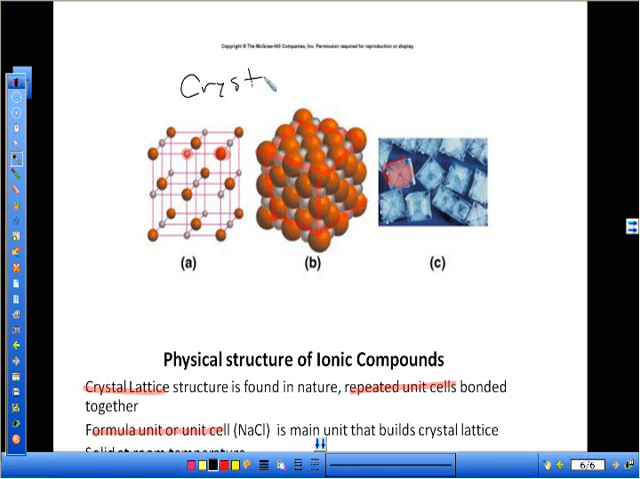And remember, to break this apart, we need to break each one of these bonds. All these bonds we have to break. So it takes a lot of energy, a lot of bonds. It takes a lot of energy to break all those bonds, and that's why these things have such high melting and boiling point temperatures.